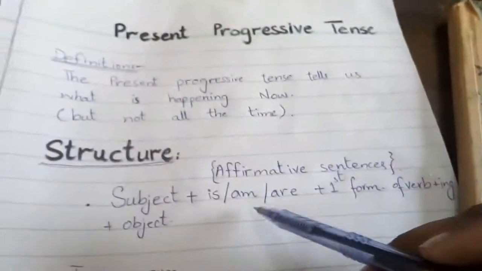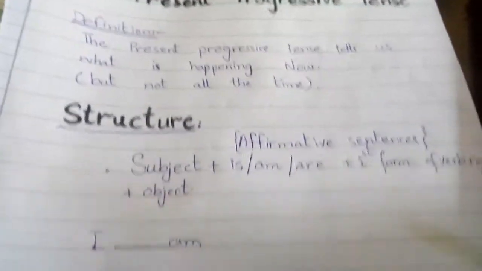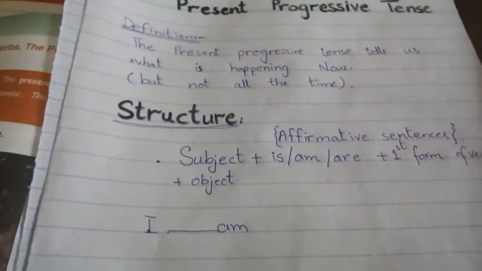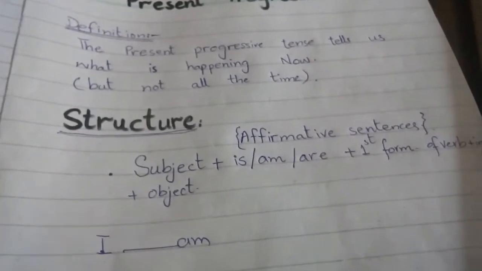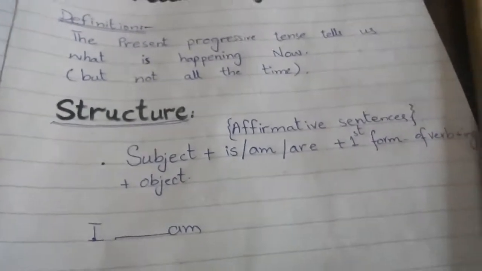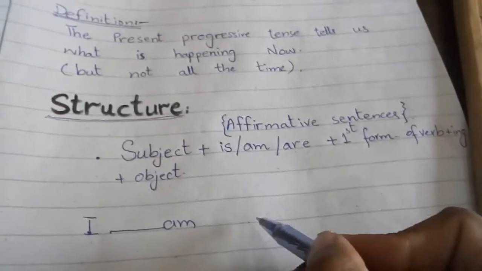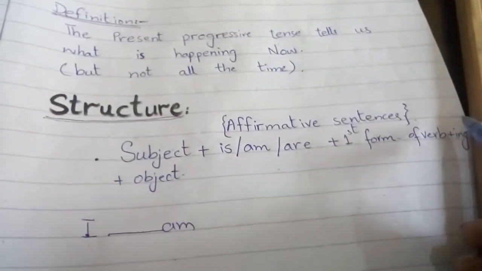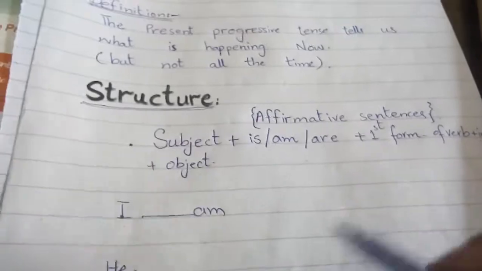Okay, so now I will tell you with which subject we use is, am and are. With I, if the subject is I, you speak about yourself, then we use am. I am, like I am speaking. This is a present action that is happening now. Or I am writing. Write is an action, and we use the ing form. Write plus ing, the word becomes writing.